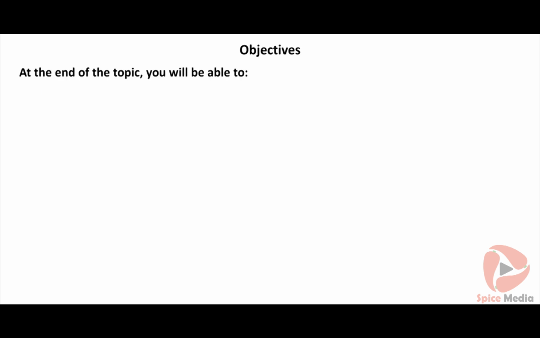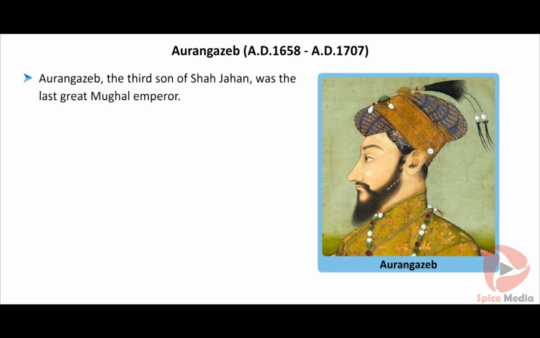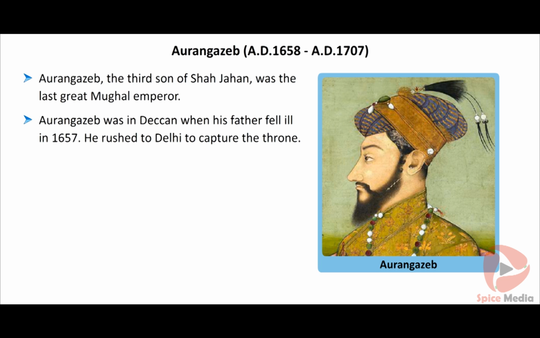At the end of the topic, you will be able to justify the ascension of Aurangazeb, analyze his religious policy, and understand his conquest. Aurangazeb, the 3rd son of Shah Jahan, was the last great Mughal emperor. Aurangazeb was in Deccan when his father fell ill in 1657. He rushed to Delhi to capture the throne.